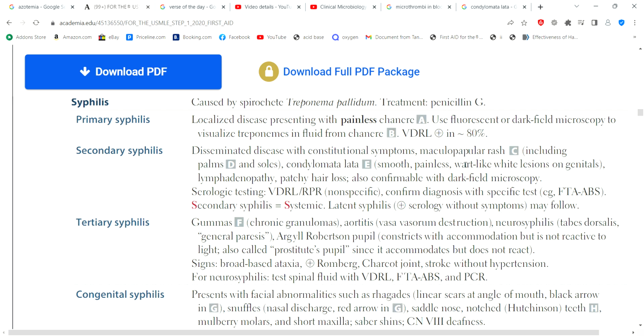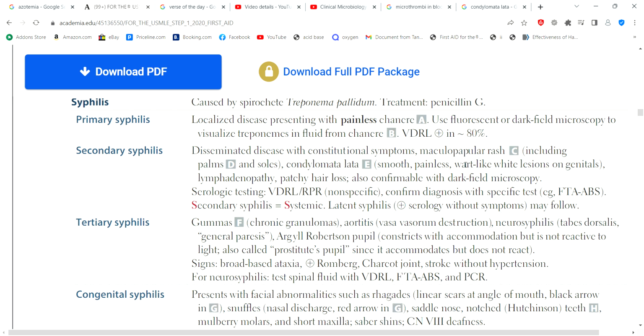FTA-ABS stands for fluorescent treponemal antibody absorption test. Any kind of antibody test will be specific. This test is used to detect antibodies to syphilis in the blood. So yes, this is an antibody test. It will detect syphilis in the blood.